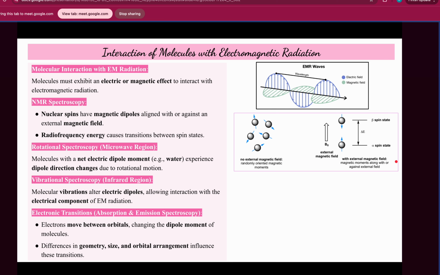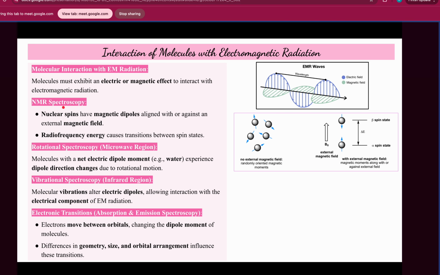With the help of the external magnetic field, because these spins are now properly oriented, two states will be generated, and there will be some energy gap between these two states. In NMR spectroscopy, we have seen that the energy to move from one spin state to another spin state is provided by the radio frequency waves. That is the principle of NMR spectroscopy. This tells you that the molecule which we want to study should interact with these EM waves, only then can we study it. In NMR spectroscopy also, we have seen that there are some atoms which are NMR active and others which are NMR inactive.